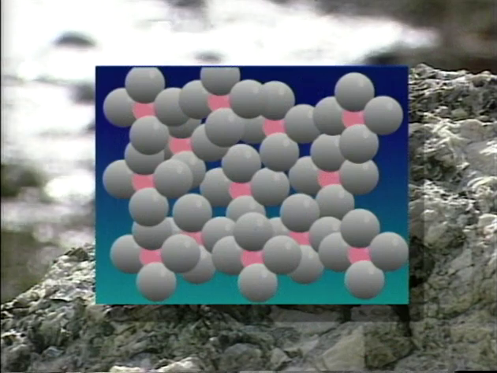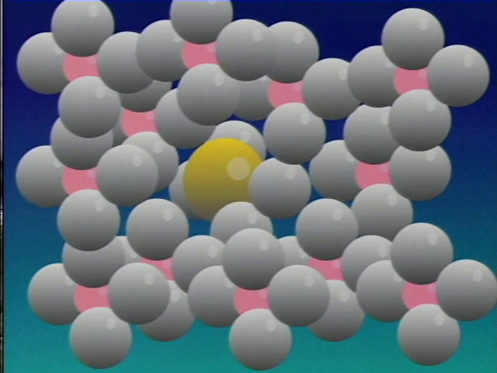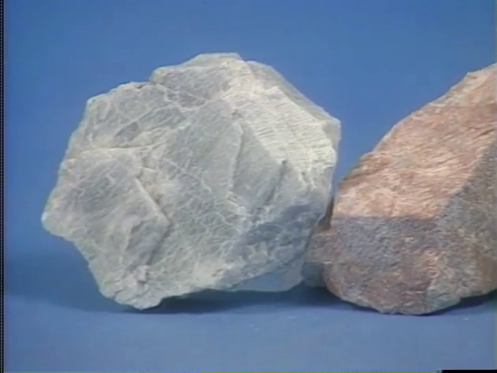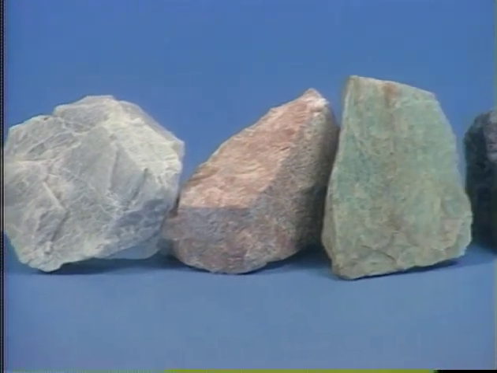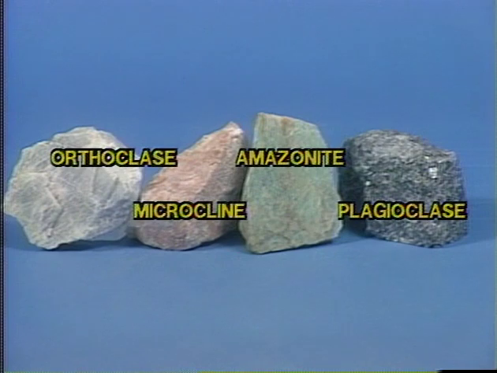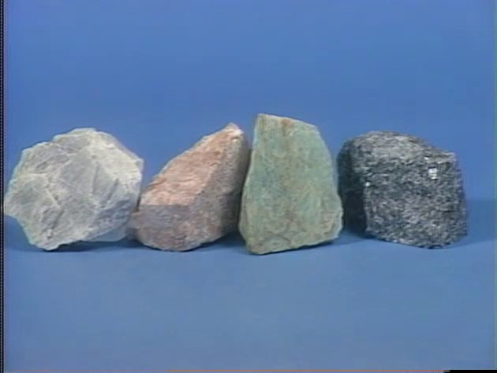Note how feldspar accommodates slightly larger atoms into its crystal structure. These replacement atoms in the feldspar group produce a wide range of similar minerals that are easily distinguished by their characteristic colors. And so, for the feldspar group, color is an important physical property.